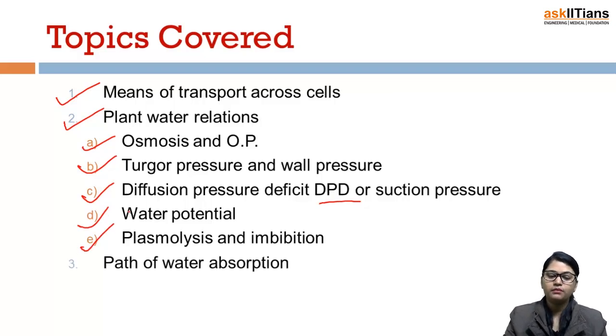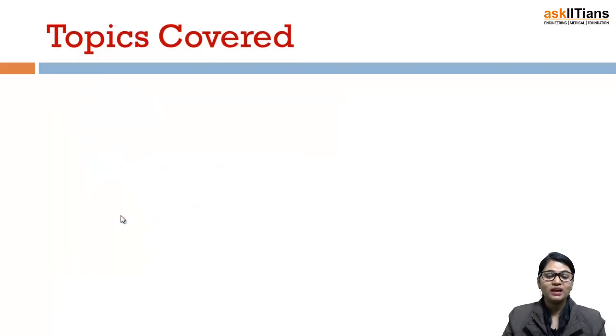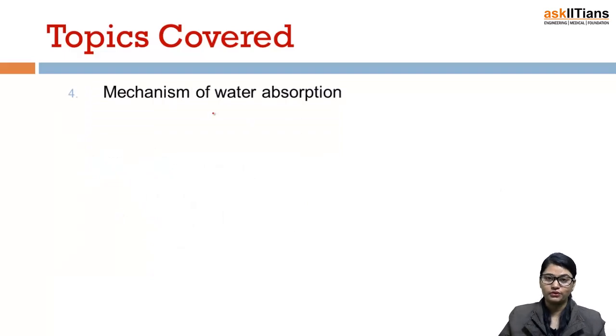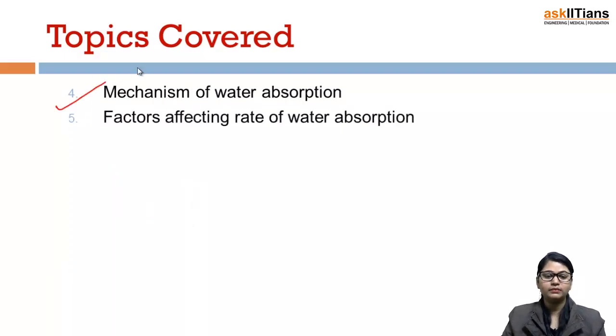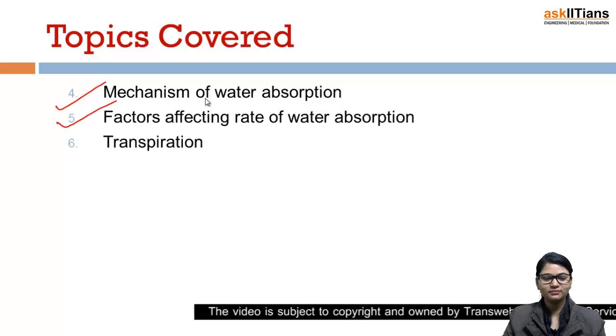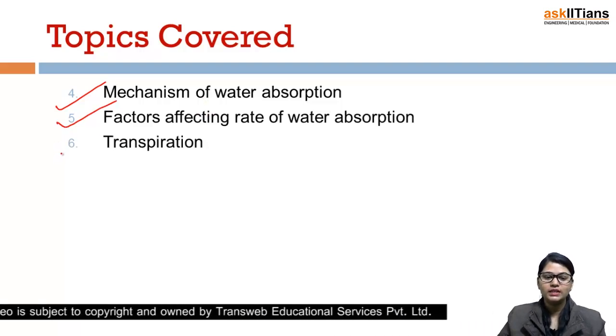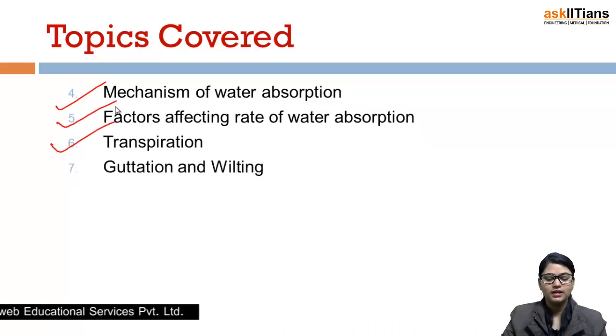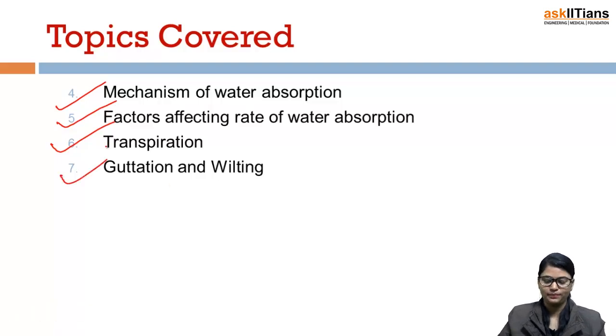Then we have the path of water absorption. What path is followed by the water in a plant? Next, we are going to discuss the mechanism of water absorption. Then we will be discussing the factors that affect the rate of water absorption. Later we will be discussing transpiration, guttation, and wilting. And at the end, we will have video solutions and question answers over this chapter.